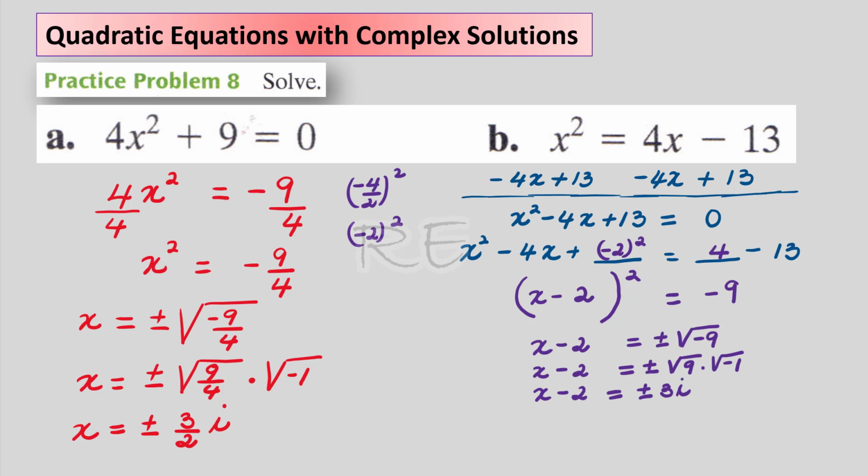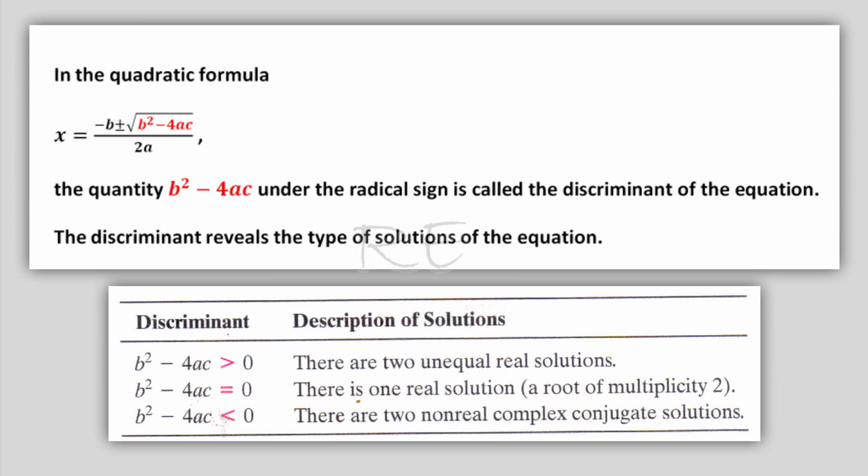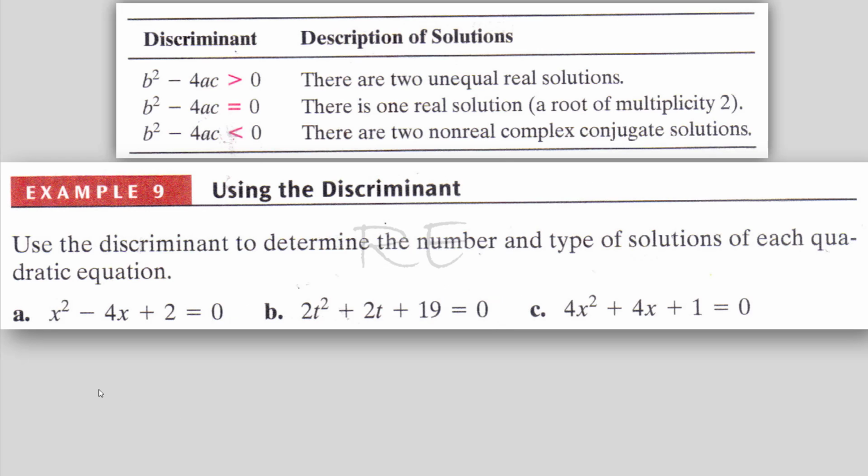Now, to get our final answer, we're going to add 2 to both sides, and x is equal to 2 plus or minus 3i. The quantity b squared minus 4ac is called the discriminant of the equation. It reveals the type of solutions we're going to have.